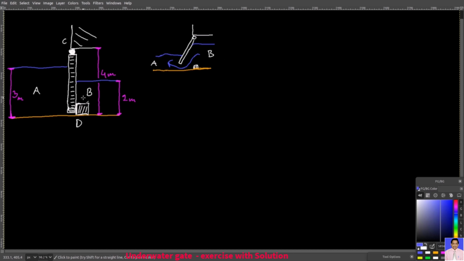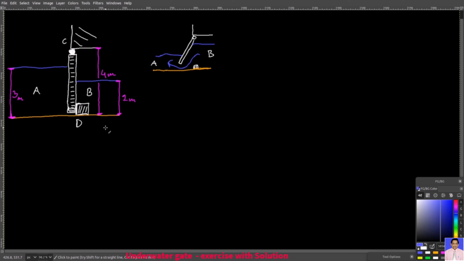However, when the tide in area A rises, when you have more water on the A side, then the pressure distribution of the fluid from the A side is greater, and the gate will not swing open to the other side because it is stopped by this block at point D.